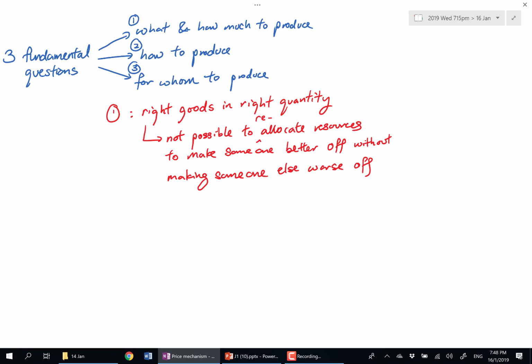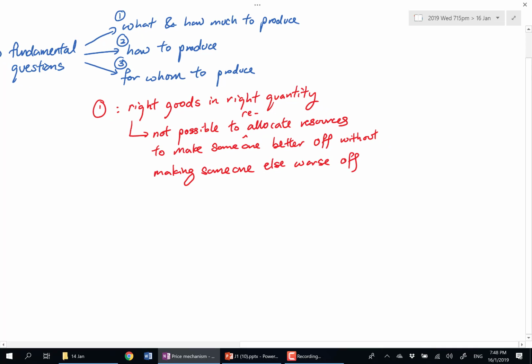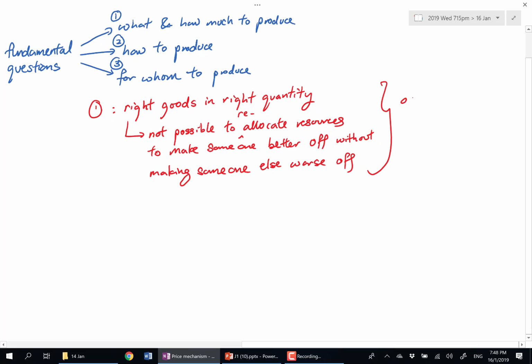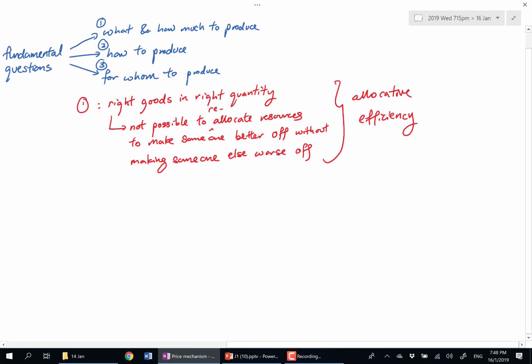Here, we also want to allocate, let's say, the bread among the children. And we want to make sure everyone is happy. We also want to make sure it is a situation where I cannot make someone better off without making another person more unhappy. In that case, we say it's allocatively efficient. Allocative efficiency is achieved. So last week, I briefly mentioned this term.